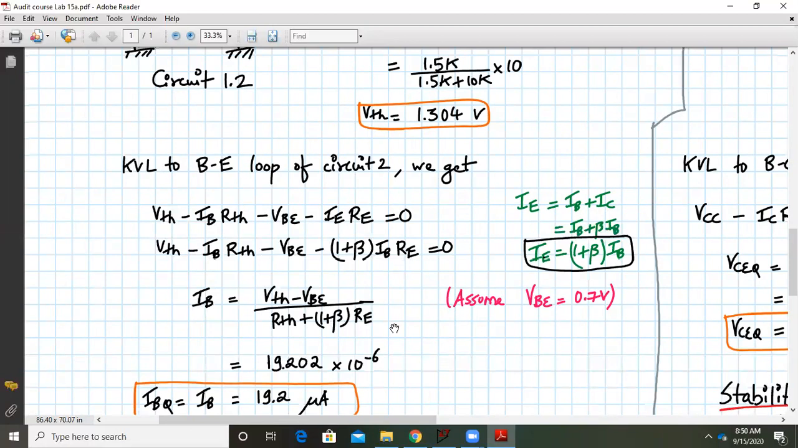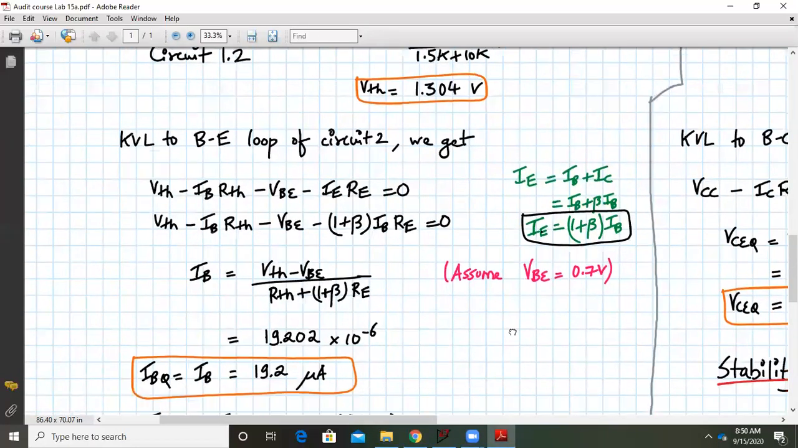So take a moment to understand this equation. We have collected all the terms of IB together, and the rest of the voltage terms we have pushed to one side, and that's how we get the value of current. If you see carefully, it is a voltage divided by resistance, which gives current. So the unit will be in amperes.